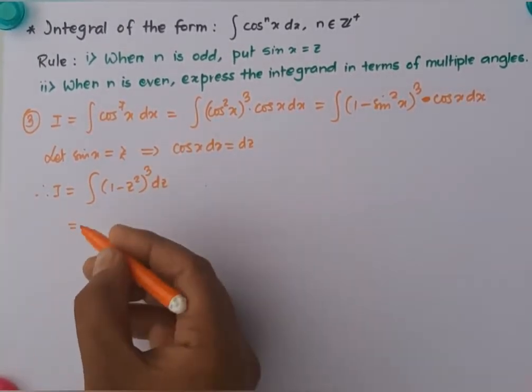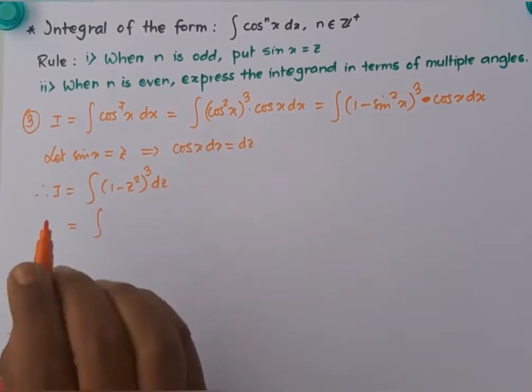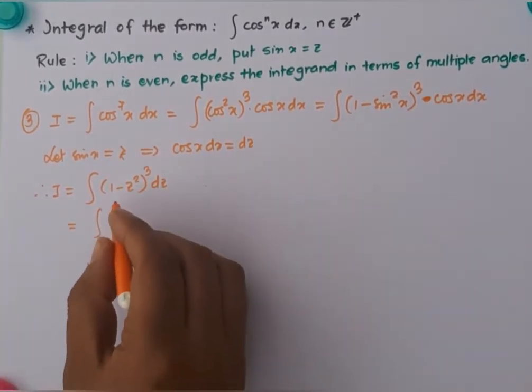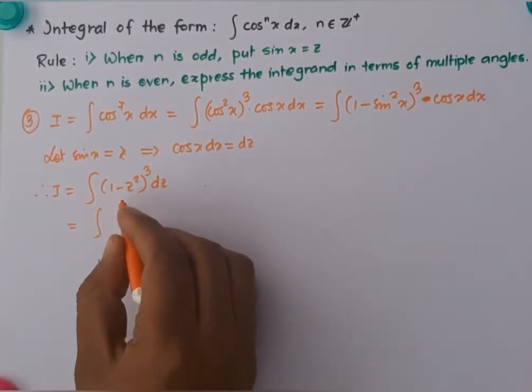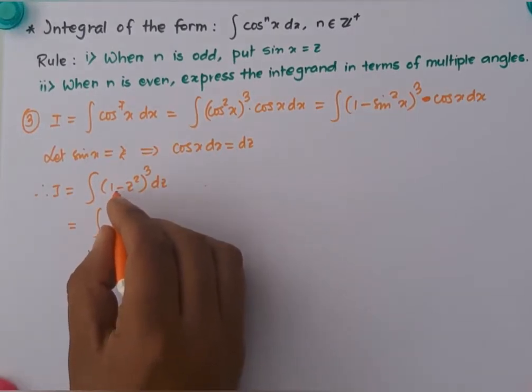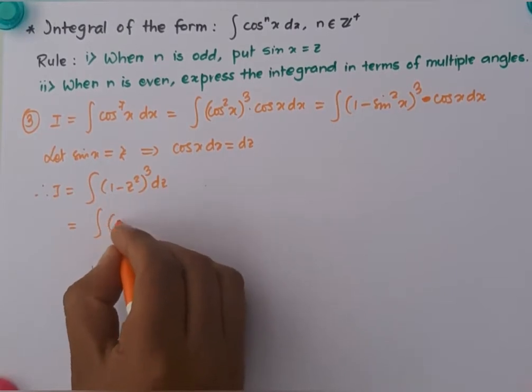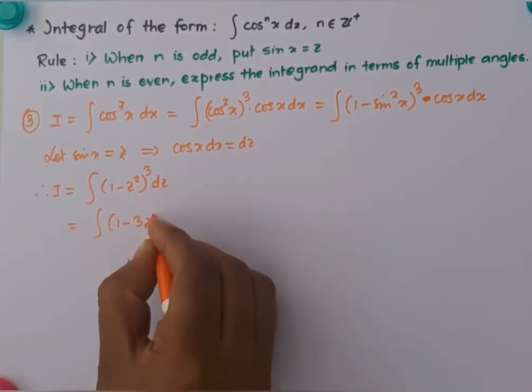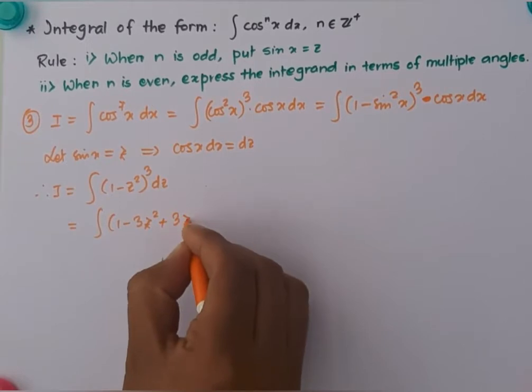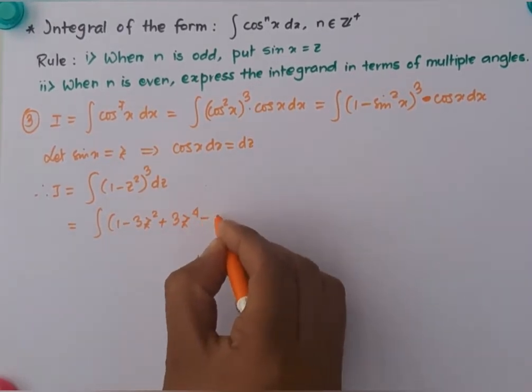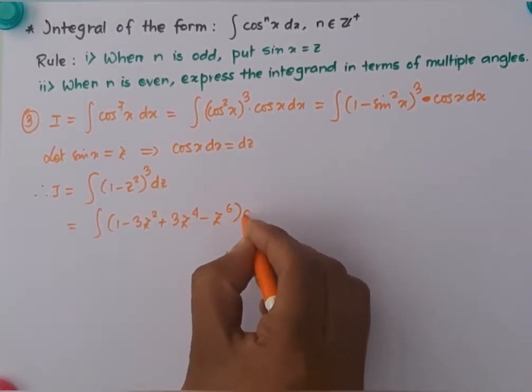So this can be written as, okay, let me leave it half for you, you will complete by yourself. This is your a minus b whole cube, isn't it? So put the formula for a minus b whole cube, you will get 1 minus 3z square plus 3z to the power 4 minus z to the power 6 dz.